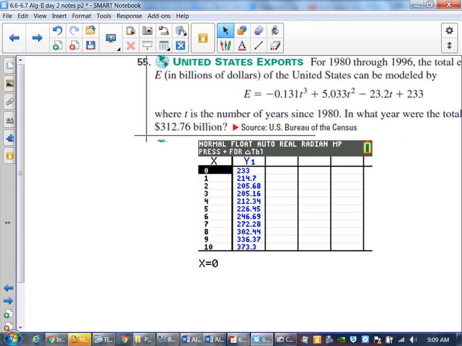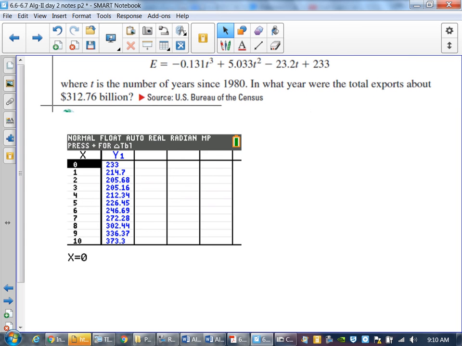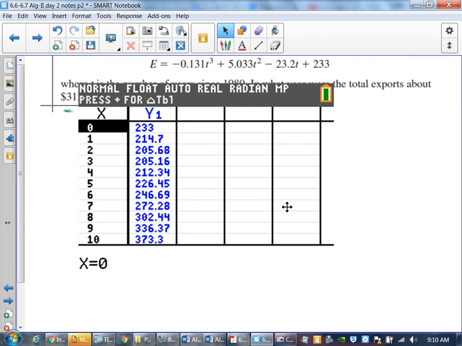Everybody see that? In what year did the total exports become about 312? Well, I'm looking at, if this is 80, 81, 82, and so on, I'm going to say after 1988 is what I would say. Or between 1988 and 1989, the exports became that. Does that make sense? That's all you do. It's basically a lot of table work, okay?